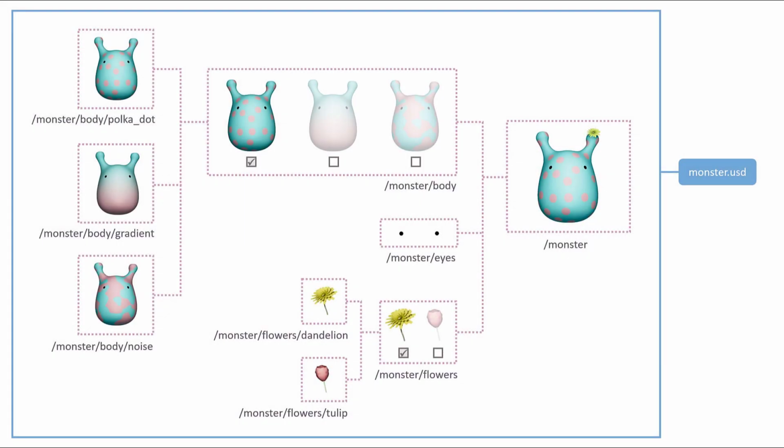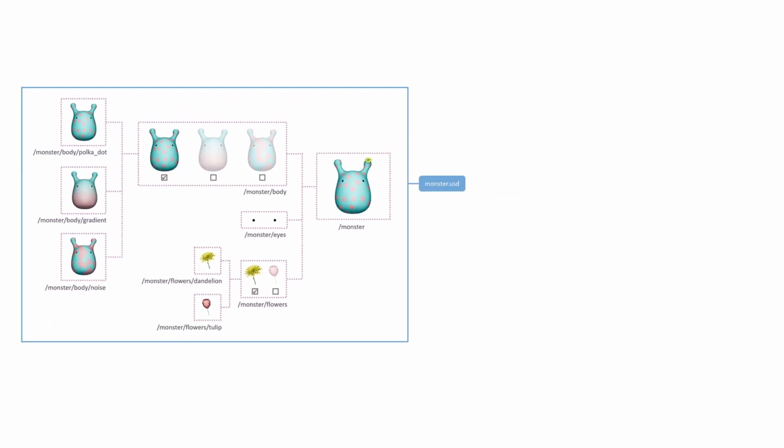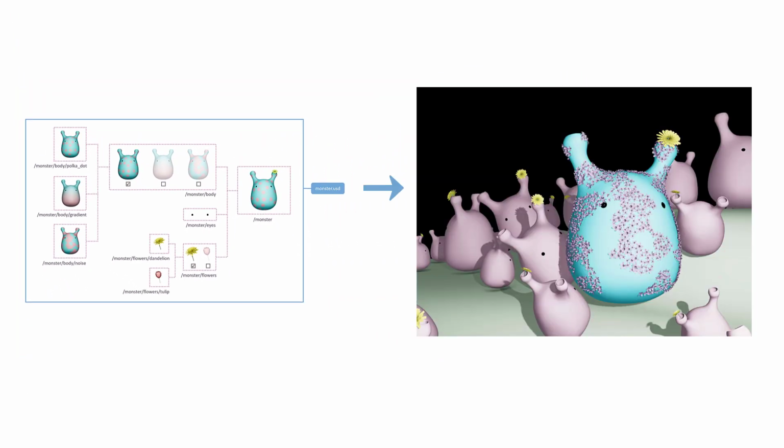In the last tutorial, we learned how to create variant sets. This is the structure of the stage that we saved as one layer. We have the print monster with 3 children, the body, the eyes, and the flowers. And the body and flowers are variant sets. Today we'll reference this layer and create assemblies with the USD instancer.